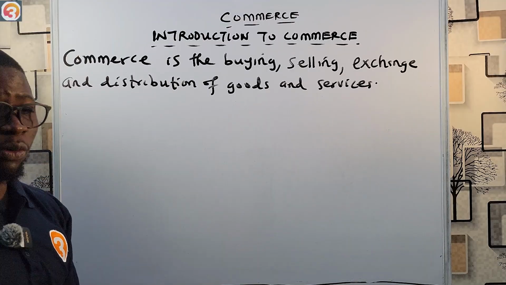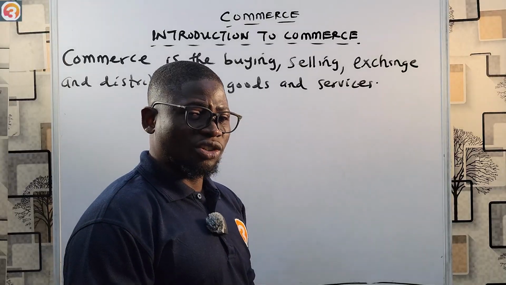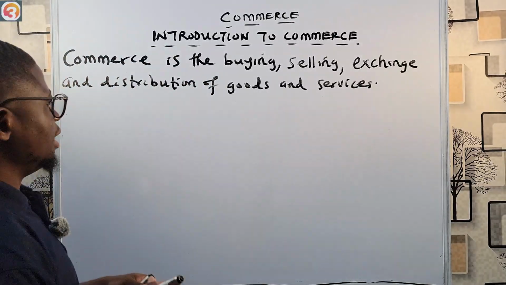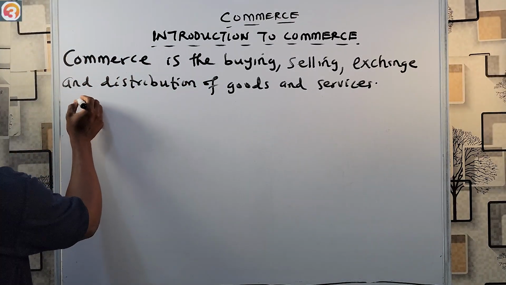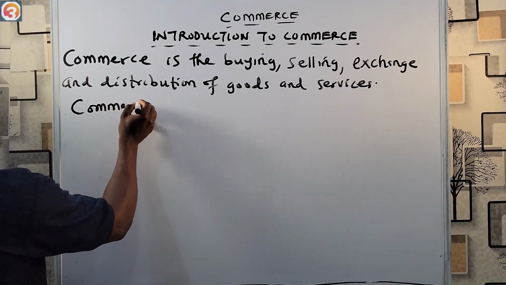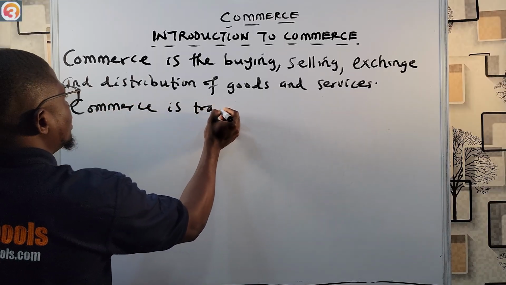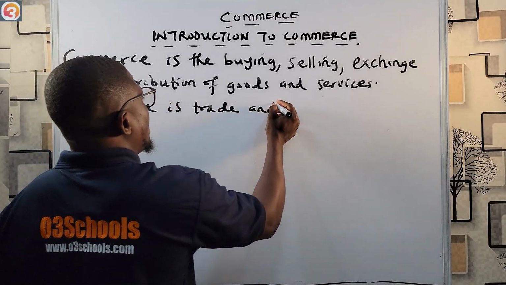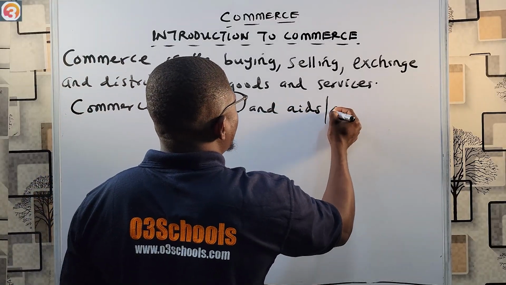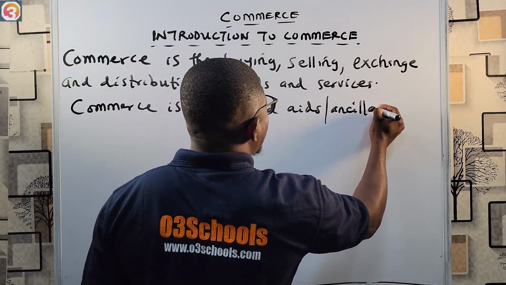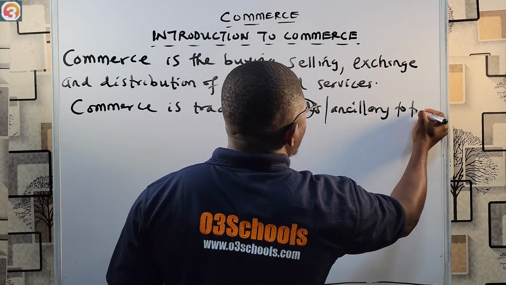In summary, we can say commerce is what? Commerce is trade and aids to trade. We call them auxiliary or ancillary to trade.